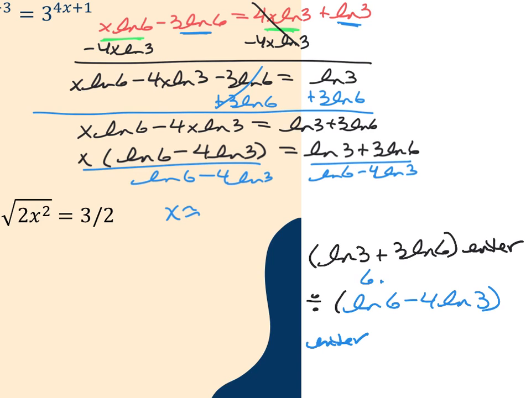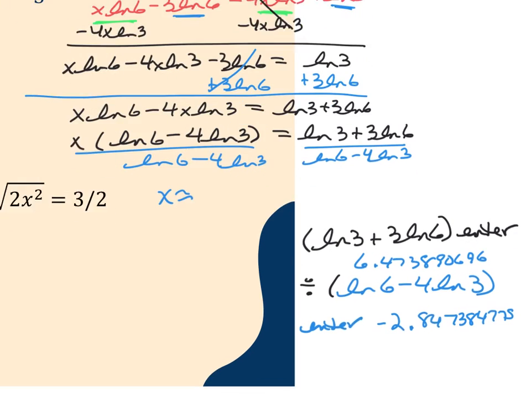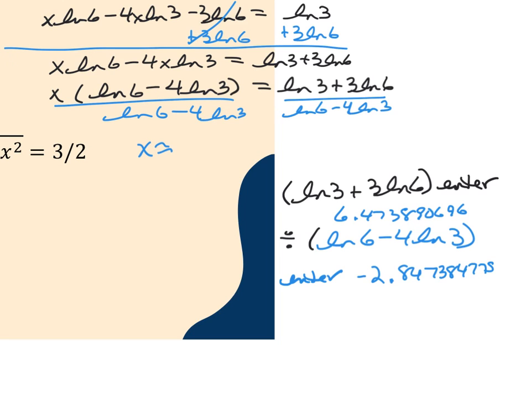You should be getting 6.473890696. Leave that on your calculator. Then hit divided by, open a parentheses, ln 6 minus 4 ln 3, close the parentheses, hit enter, and you get negative 2.48738477, truncated, and we end up with x equals negative 2.847. So truncated and rounded is going to give us the same answer.